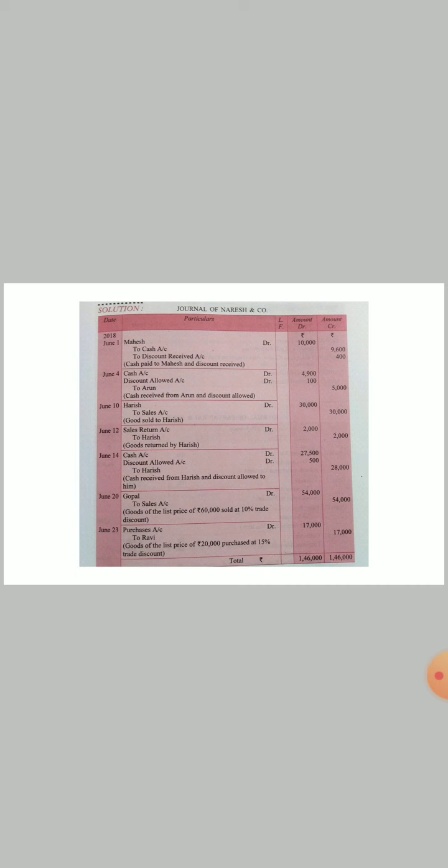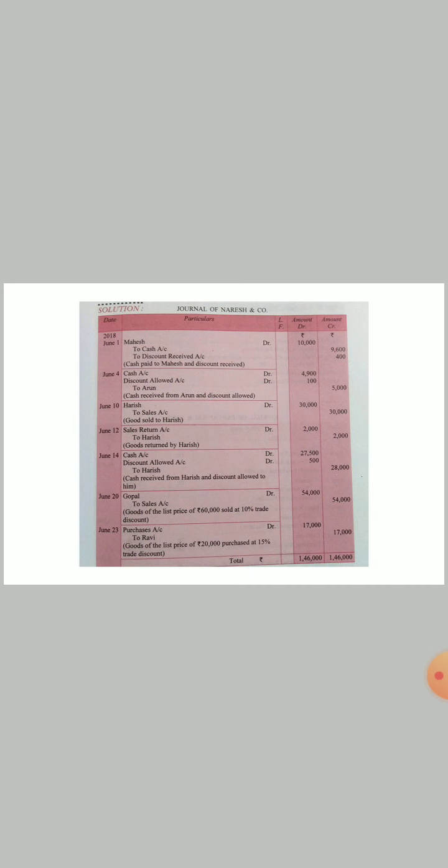The next point is he paid 27,500 in full settlement. Now we have sold goods costing 30,000 to Harish. He had returned 2,000. That means he still had to pay 28,000. But the question states he is paying 27,500, and that too in full settlement.